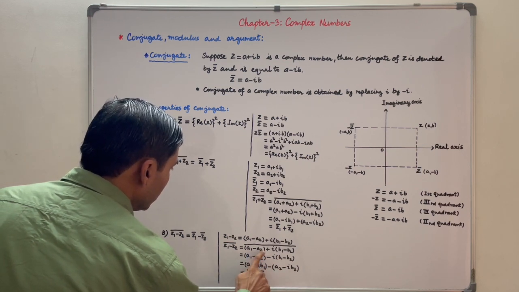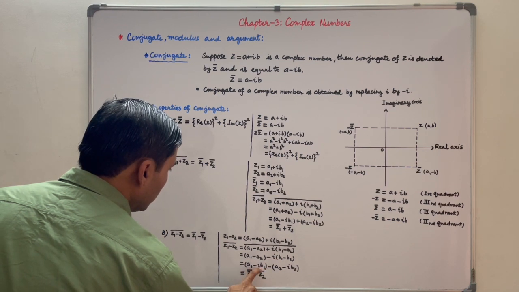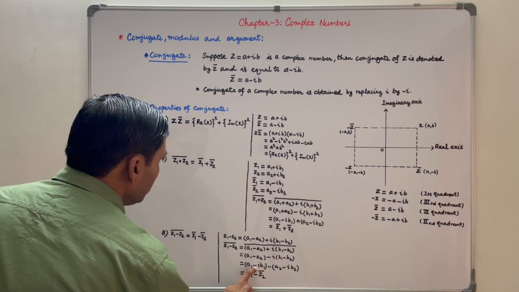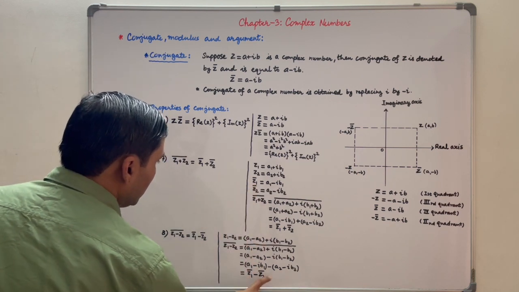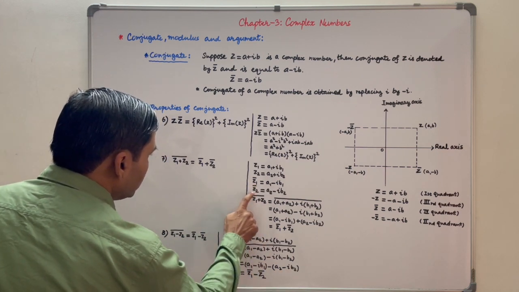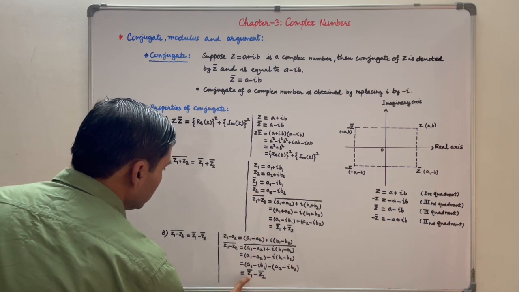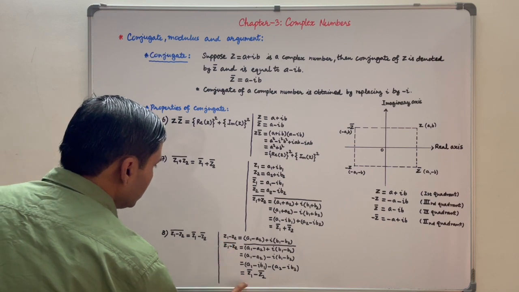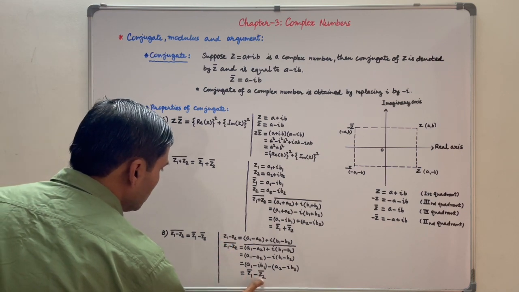Now we can rearrange the terms to get a1 minus ib1 minus a2 minus ib2. a1 minus ib1 is equal to z1 bar and a2 minus ib2 is equal to z2 bar. So it becomes z1 bar minus z2 bar. So z1 minus z2 whole bar is equal to z1 bar minus z2 bar.